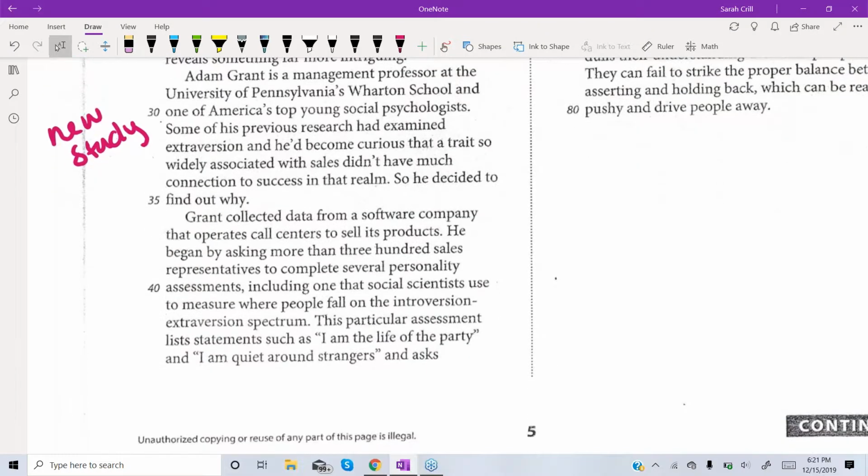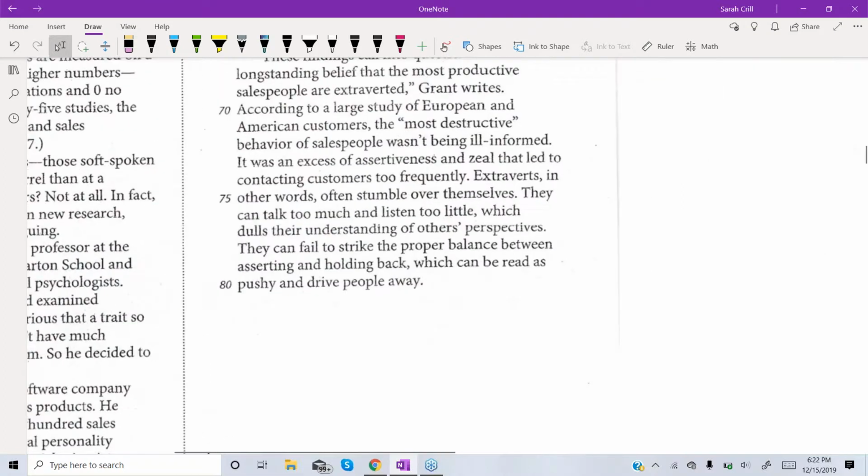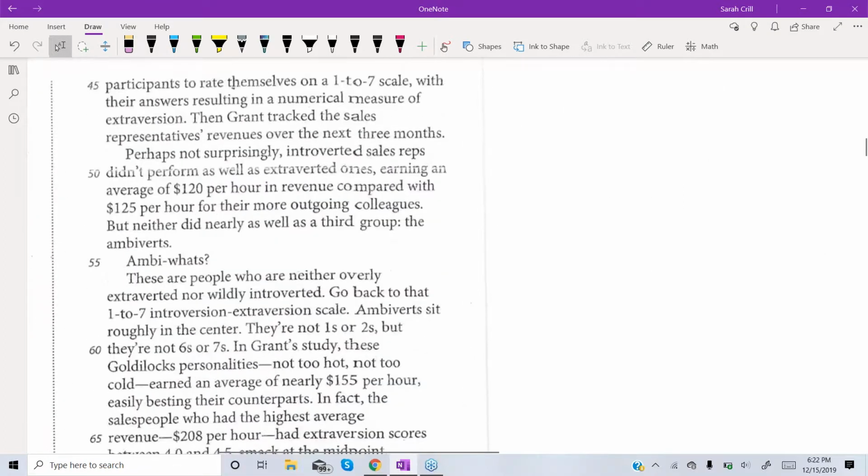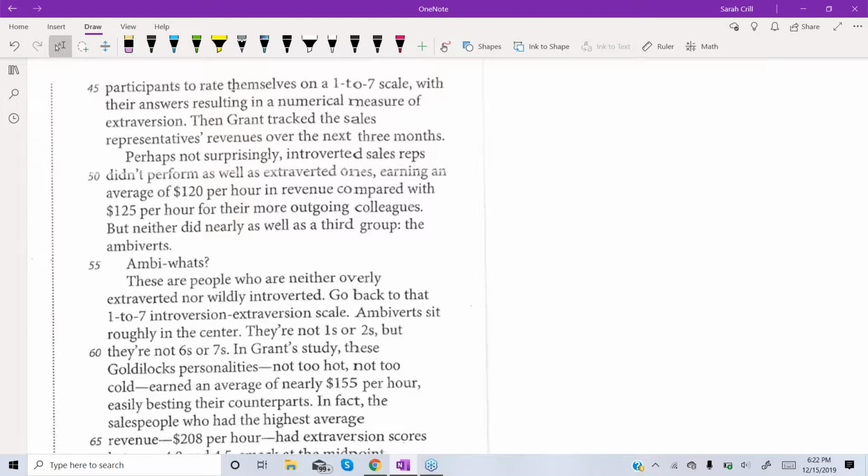Then we have Grant collected data from a software company that operates call centers to sell its products. He began by asking more than 300 sales representatives to complete several personality assessments, including one that social scientists use to measure where people fall on the introversion-extroversion spectrum. This particular assessment lists statements such as, "I am the life of the party," and "I am quiet around strangers," and asks participants to rate themselves on a 1 to 7 scale, with their answers resulting in a numerical measure of extroversion. Then Grant tracked the sales representatives' revenues over the next 3 months.